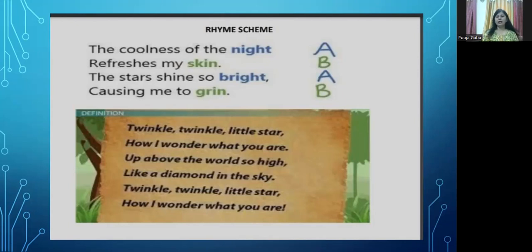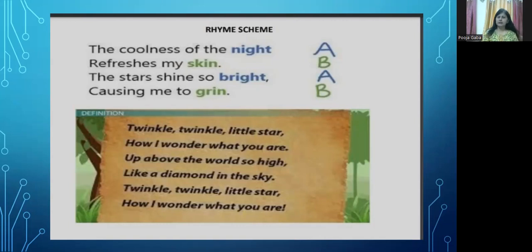Now, how do we allot a letter? Like, for example, the first word is night, only the last words will be taken. The first word is night, it will be given A. Now, the second word at the end of the next sentence is skin, which is not rhyming with night. So, we will give it another alphabet, the next alphabet actually, that will be B. Now come to the third word of the last next line, that will be bright. Now bright is rhyming with night and we have given A to night. So any word rhyming with night will get a letter A only. So bright will also get A.